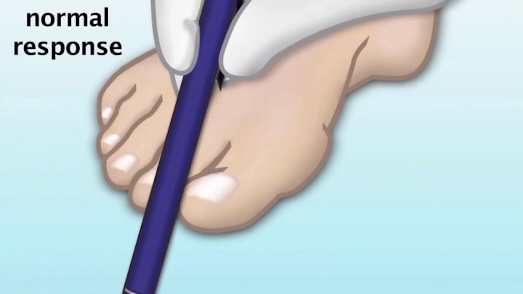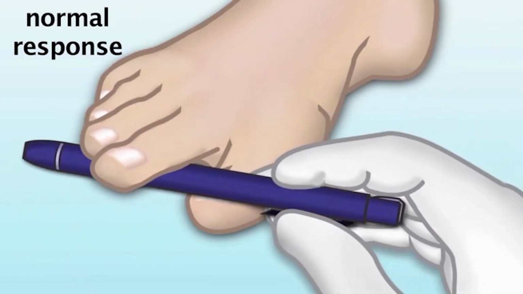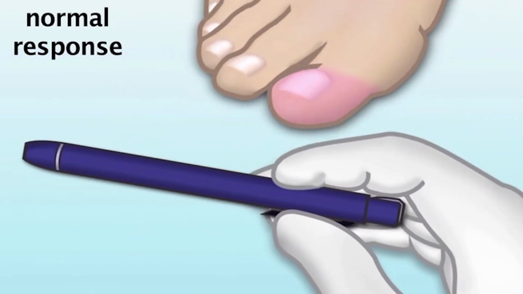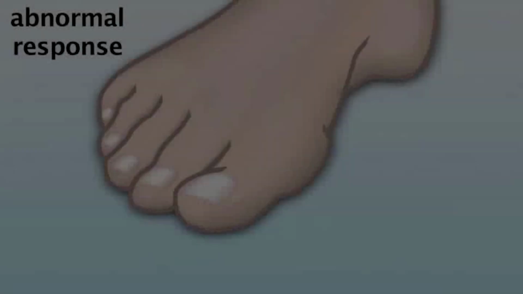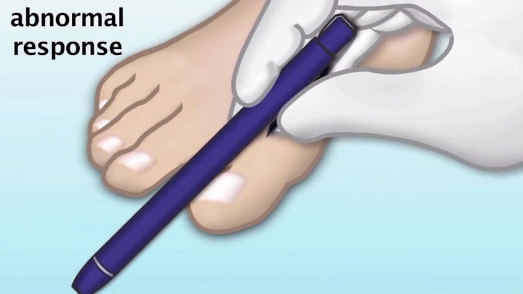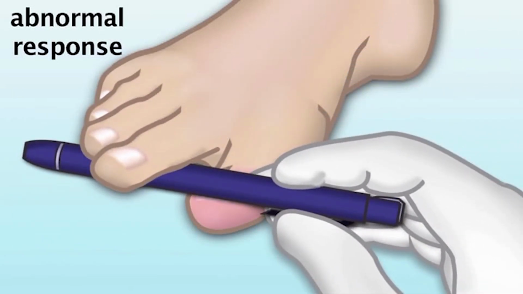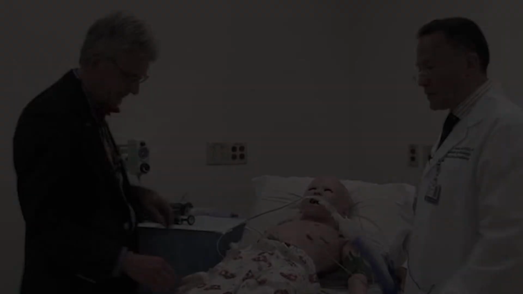Painful toe stimulus. A normal response to the application of a painful stimulus to the toes is that the patient should withdraw his or her foot as seen here. An abnormal response is when a patient does not withdraw his or her foot as demonstrated here, nor does he or she demonstrate any autonomic or pupillary response to the stimulus.